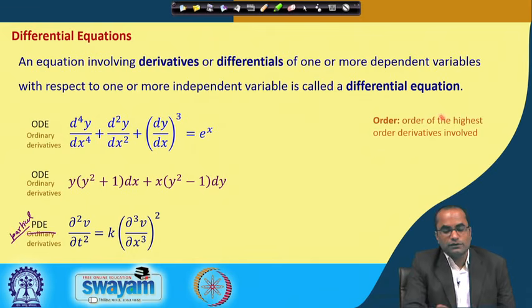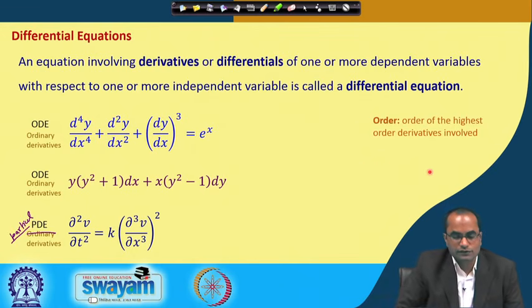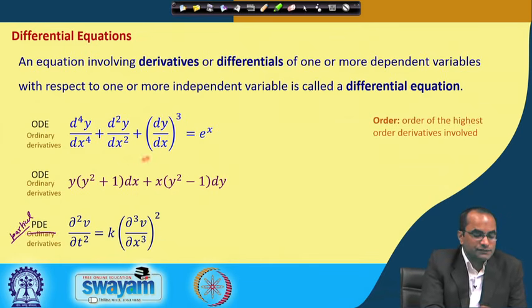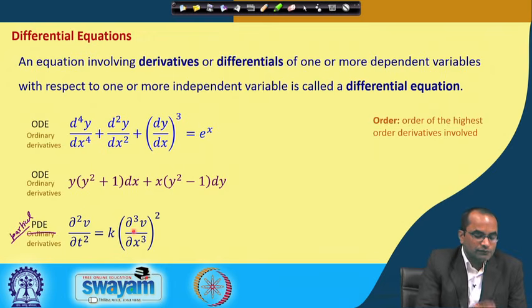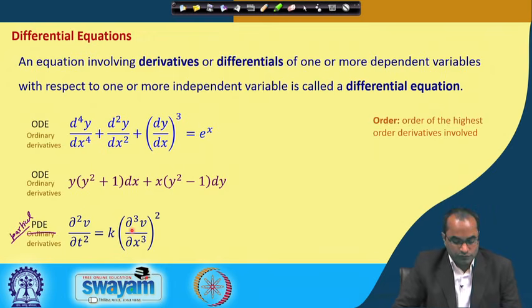So, there are other classifications, which we call the order. What is the order of the differential equation? The order is nothing but the order of the highest order derivative involved. So, for example, in this first equation the highest order derivative is 4, so the order of this equation will be 4. Similarly, we will be talking about the order of these two equations.